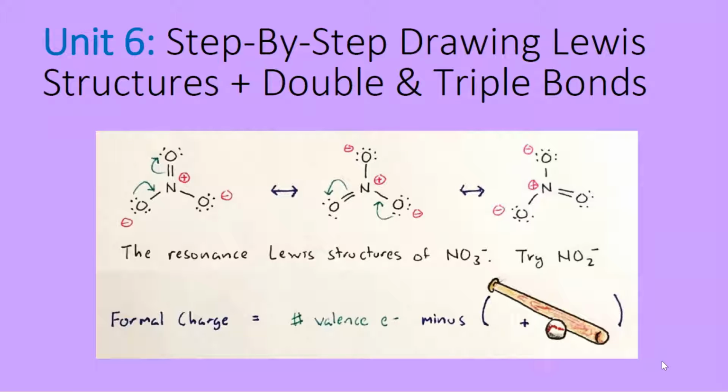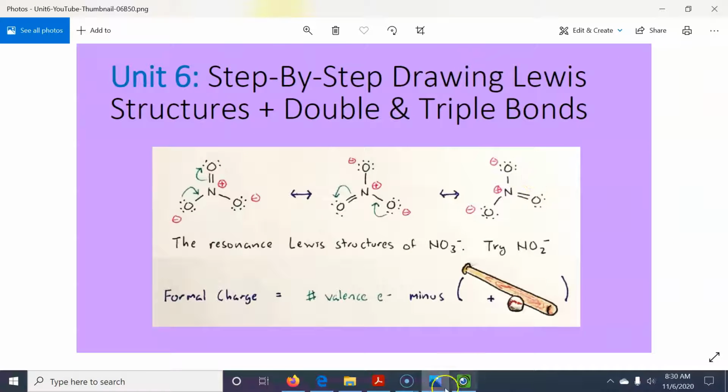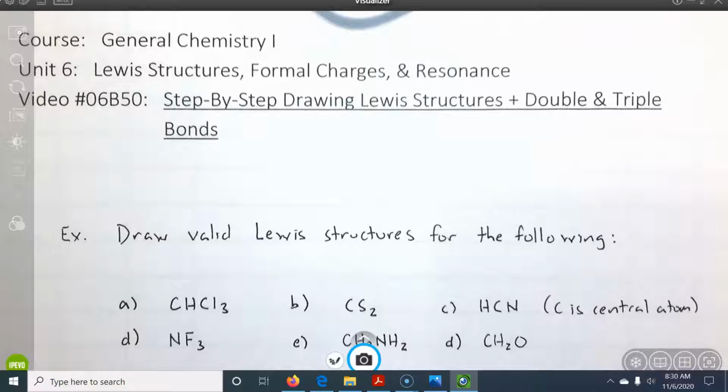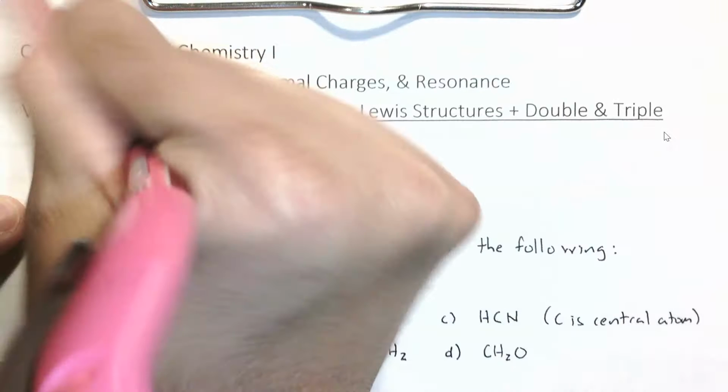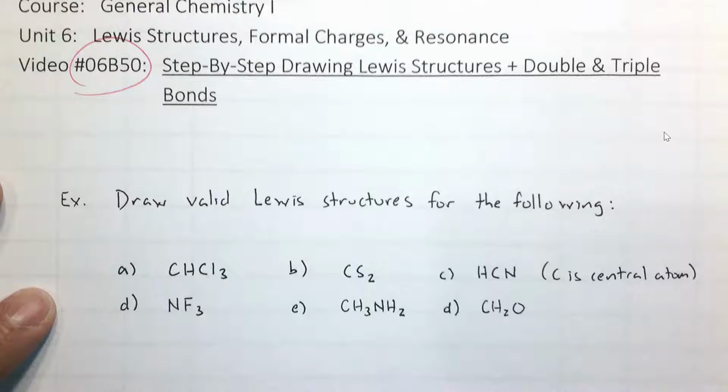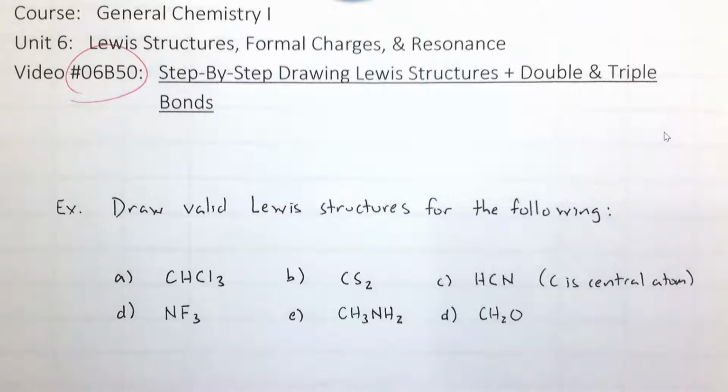Continuing our discussion of Lewis structures, I want to go over a couple of examples where our Lewis structures will have double and triple bonds, and also I'll state very clearly the step-by-step instructions that most people use to draw valid Lewis structures. The examples that we're going to be looking at are shown here. Draw valid Lewis structures for the following given chemical formulas.